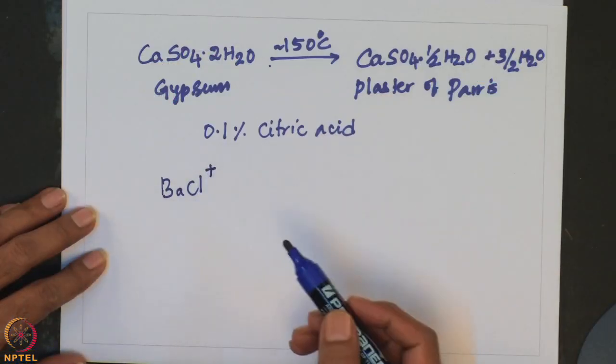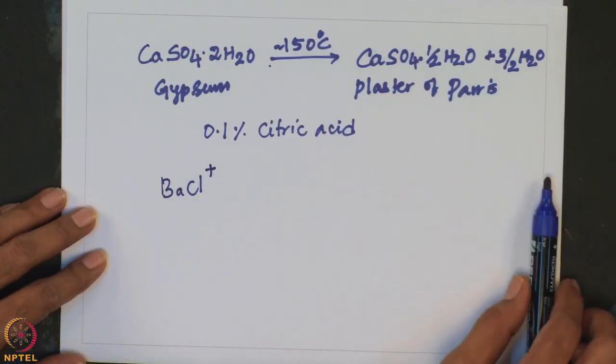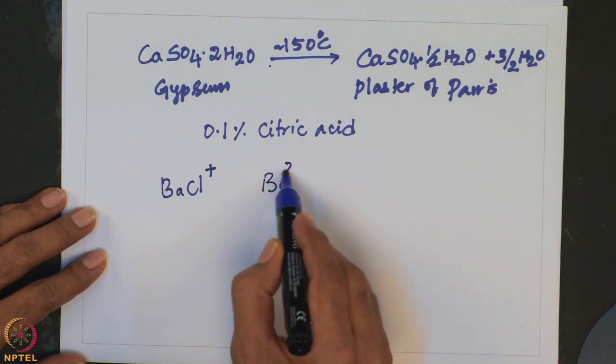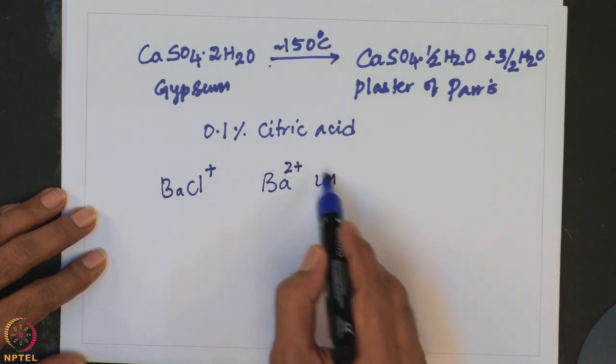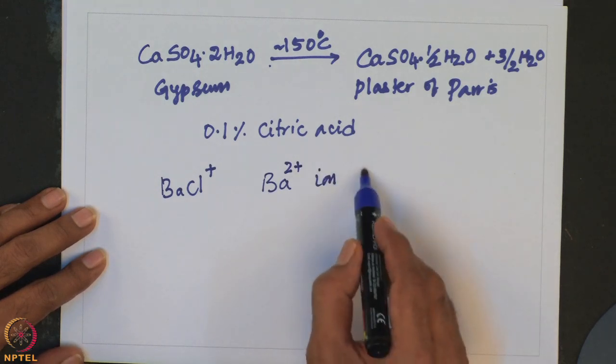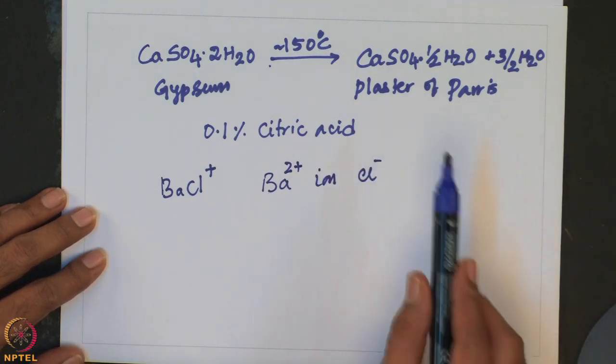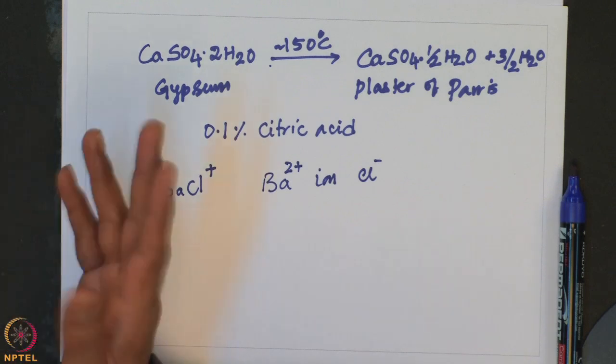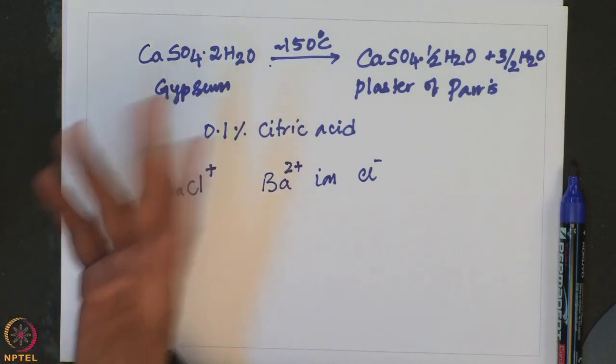BaCl+, okay, which is produced when Ba2+ ion combines with Cl-. The Cl- ions are produced during decomposition of perchlorate oxidant or during combustion of the PVC fuel, polyvinyl chloride fuel.